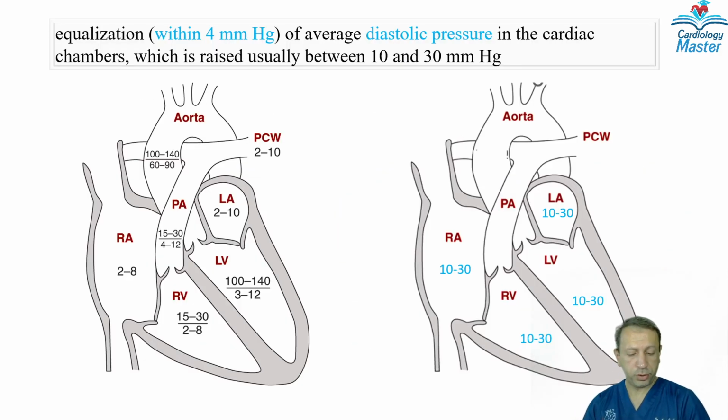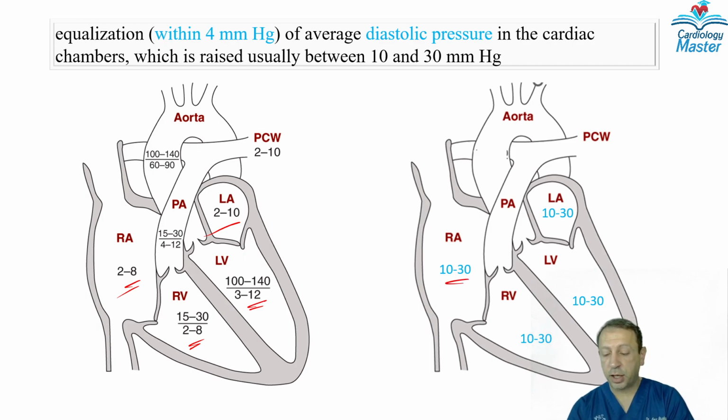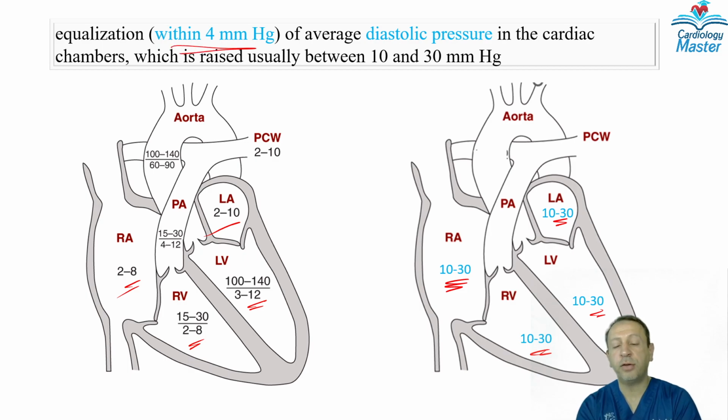This is an example also to show you the normal diastolic pressures in the heart chambers. It is lower in the right, higher in the left, from 3 to 12 in the left heart, but when large effusions and tamponade physiology happen, the diastolic pressures become very elevated and almost equal, within only 4 millimeters of mercury difference.